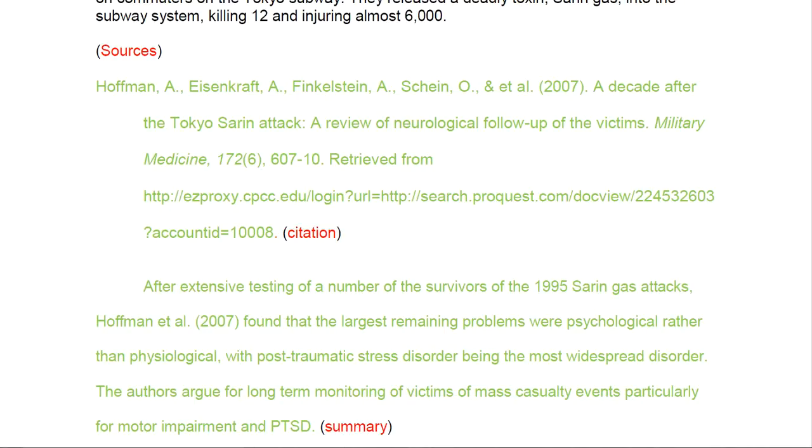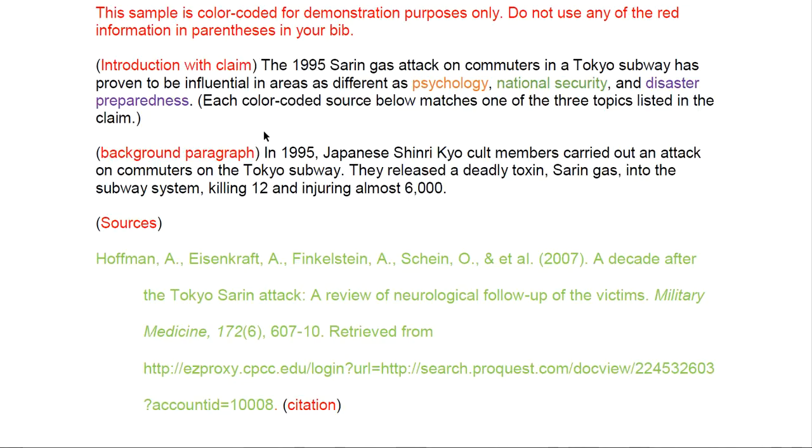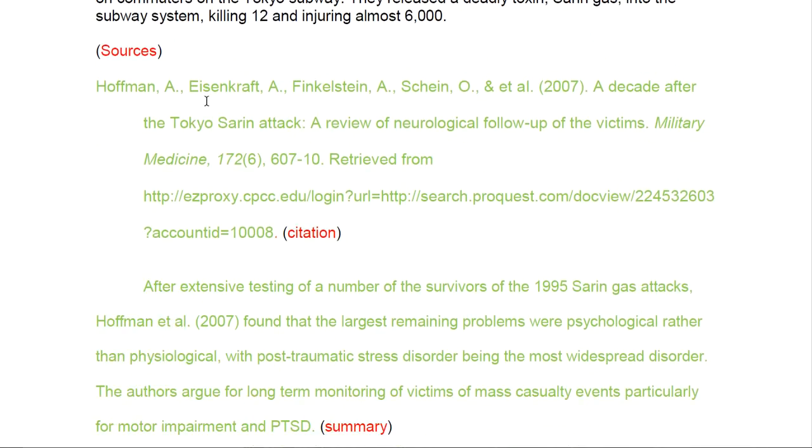Okay, so let's continue with part 2 of our annotated bibliography. Let's look more closely at each citation. We talked about the introduction and the background. So here's my first source.